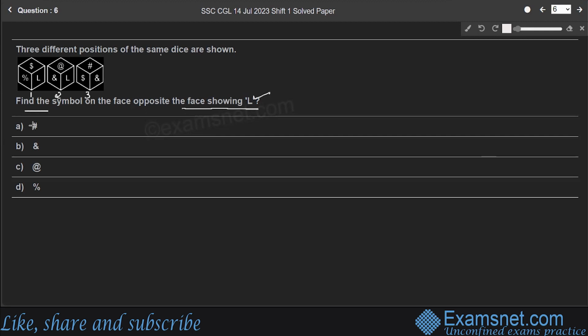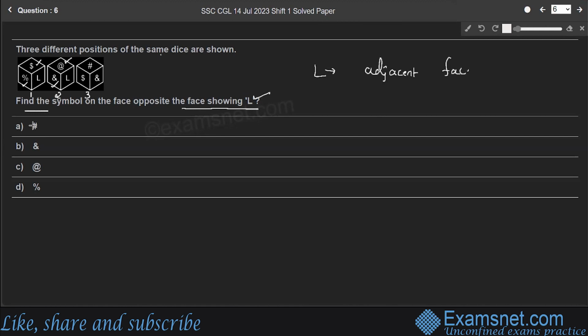So consider the first and second positions, right? In which adjacent faces of L are shown. So here in the first position, adjacent faces of L are percentage and dollar symbol, right? So in the second, adjacent faces of L are at the rate of and ampersand. Therefore, the fifth one will be the opposite face of L, right? So here we'll consider adjacent faces of L.